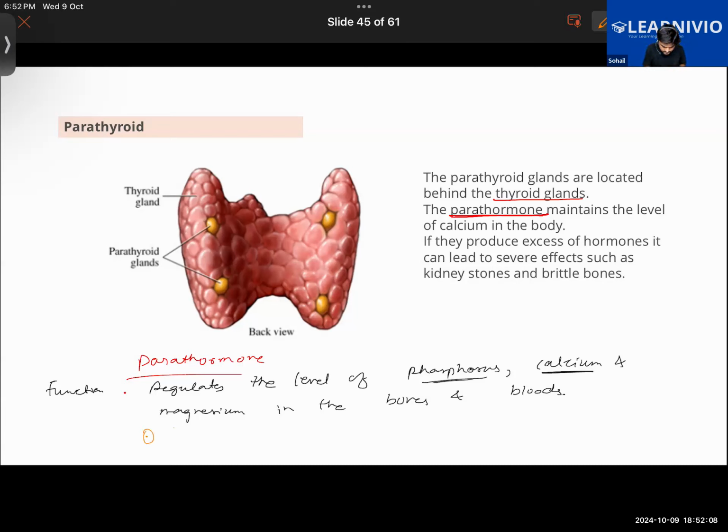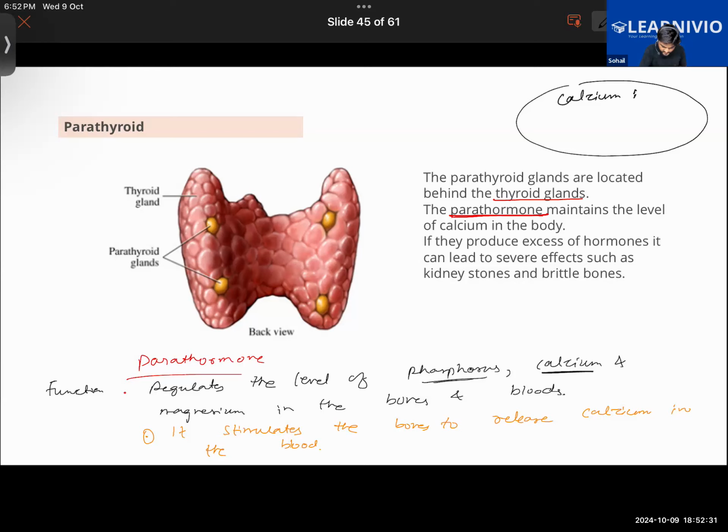It stimulates the bones to release calcium in the blood. Here in a bracket, I should write down this important thing: calcium is important first for bones and second for the healthy functioning of nerves. Hope this much is clear to everyone, right?